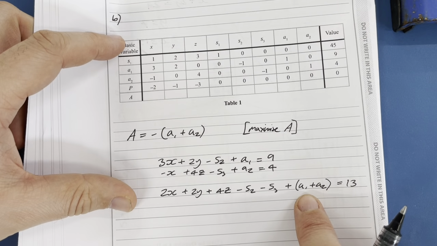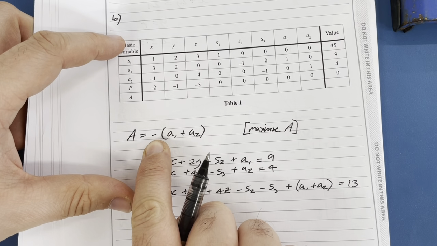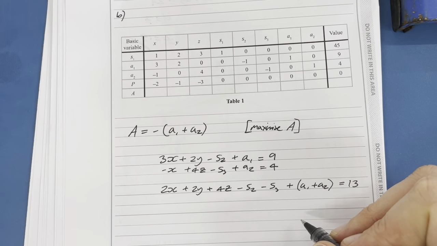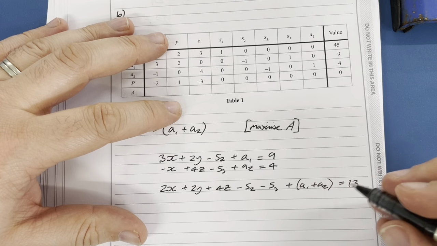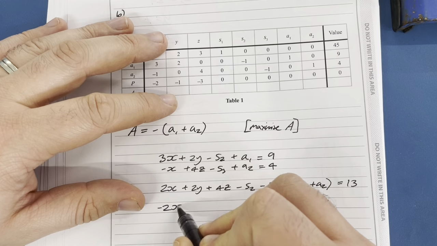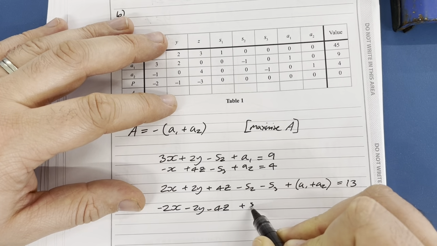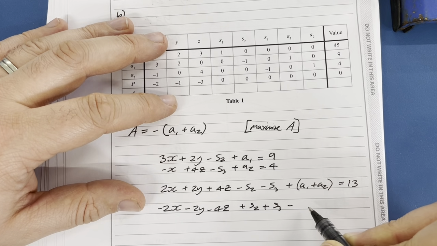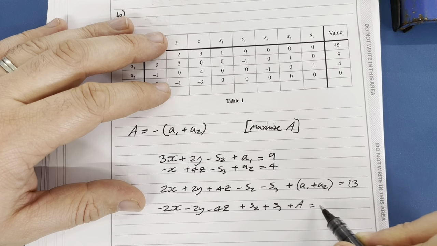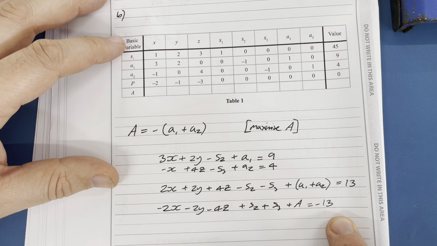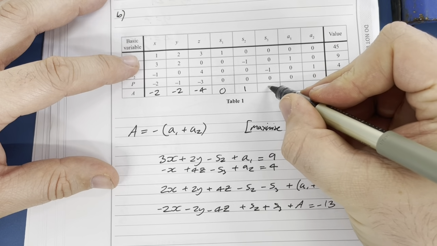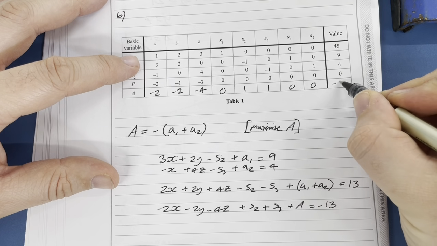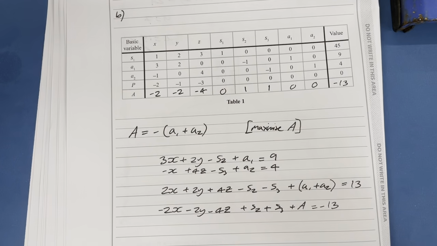And then we make A the subject of that. So we want a negative there, so that's minus A. So it's times by minus 1. So minus 2x minus 2y minus 4z plus S2 plus S3 plus A equals minus 13. Okay, and we just feed that line into the table. So that's minus 2x minus 2y minus 4z plus S2 plus S3 equals minus 13. That's if we're going to maximise A.